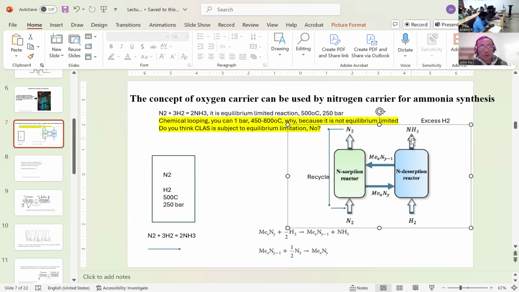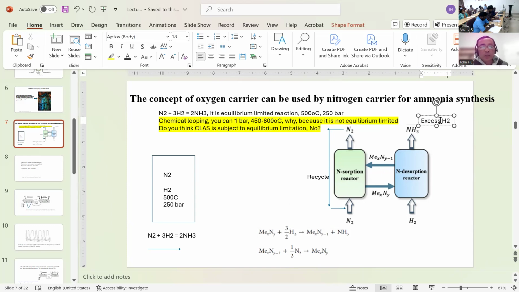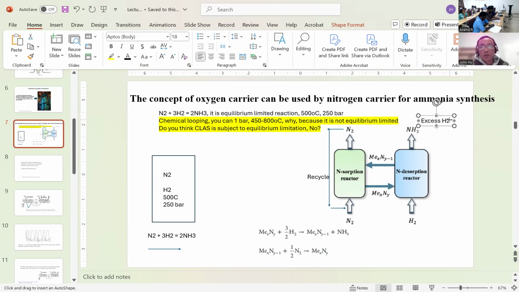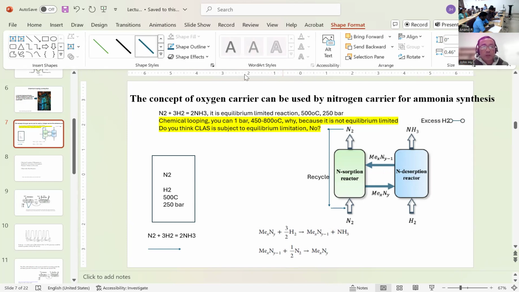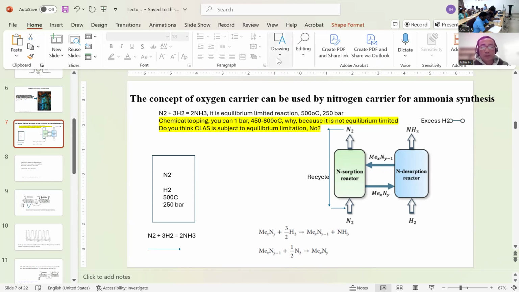The problem this loop solves is that you never have hydrogen and nitrogen see each other, so you are not subject to equilibrium. That's the beauty of chemical looping. Separation is a given. You can use any technology to separate. I think your question is about the cost. That's not the chemical loop, that's not the issue. The cost I'm talking about is just the concept. Hold on.